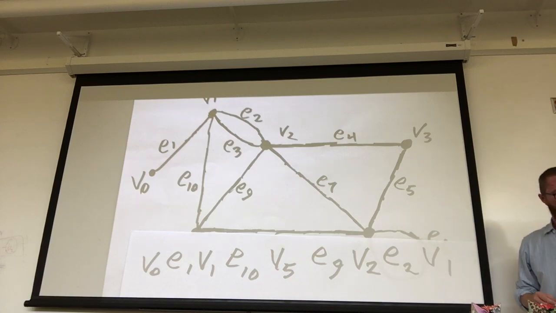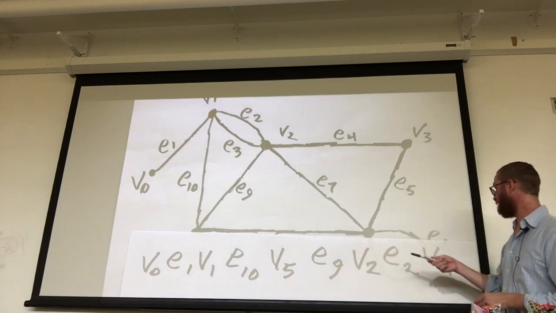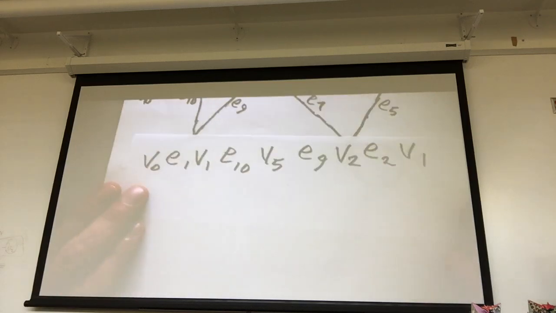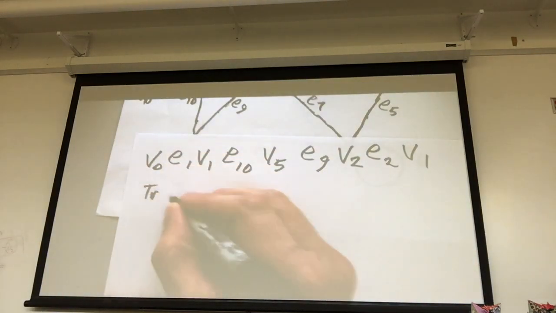Okay, so now a trail from V to W is a walk with no repeated edges. Well, if I look at my edges, E1, E10, E9, E2, I didn't repeat an edge. So that is a trail.